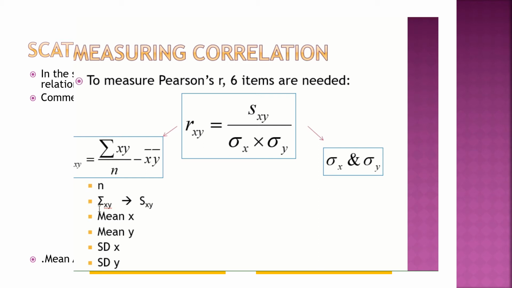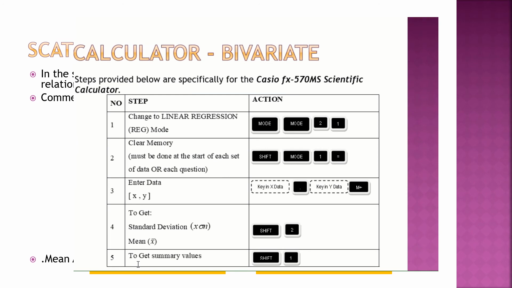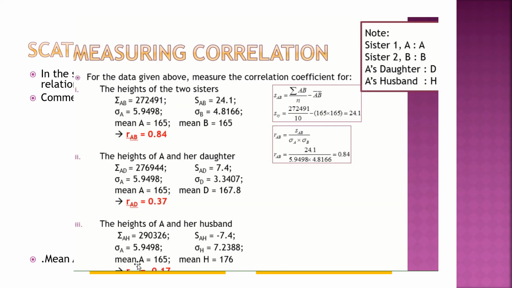Okay, you need sigma xy. What is sigma xy? X times y, which you need to calculate as xy. Then you need the mean of x, the mean of y, the standard deviation of x, and the standard deviation of y. Not so difficult. Everything you can get from the calculator. I've already sent you YouTube videos on how to use the calculator. I would expect you to have sorted that part out already. If you have any issues, just let me know.